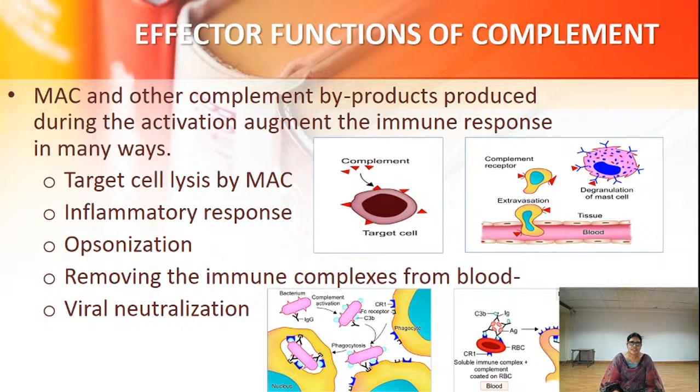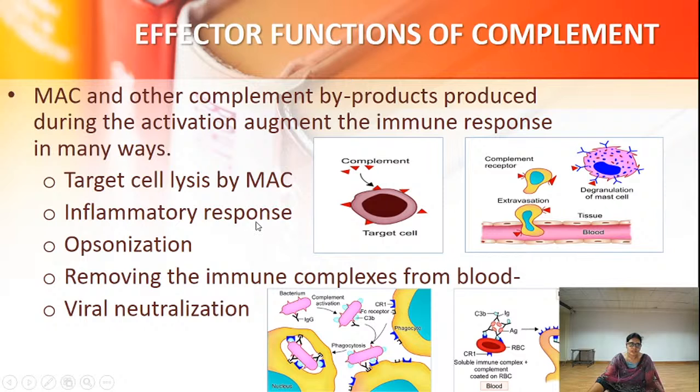So what are the effector functions of the complement? Once the MAC, that is the membrane attack complex, is formed, then it lyses the target. You know how it lyses the target cells: the complement membrane attack complex forms pores over the cell and it lyses the cell.